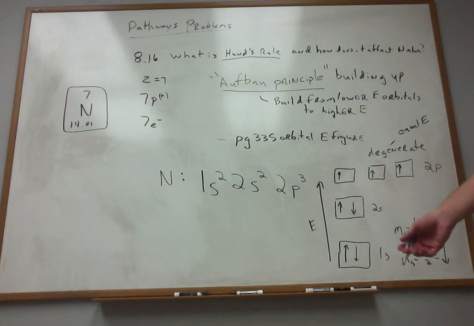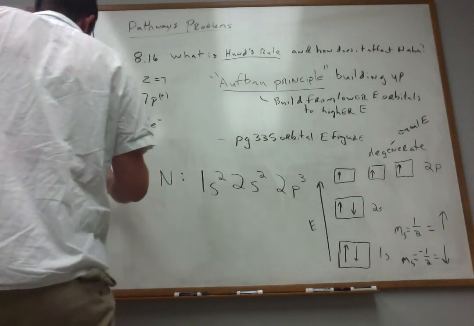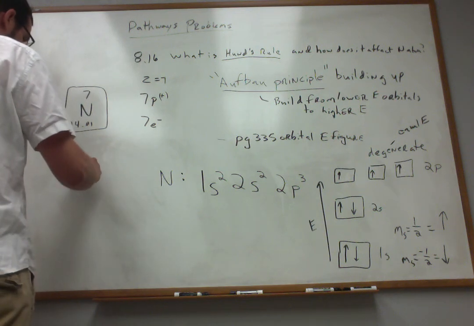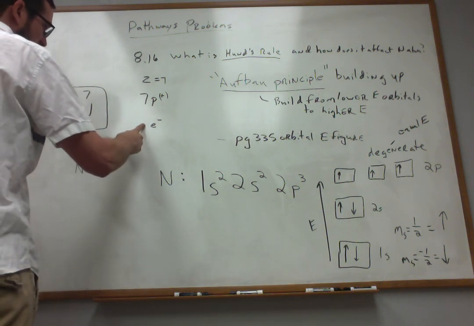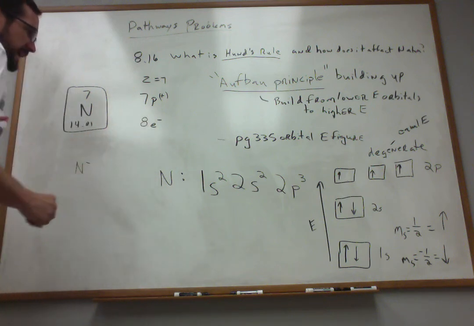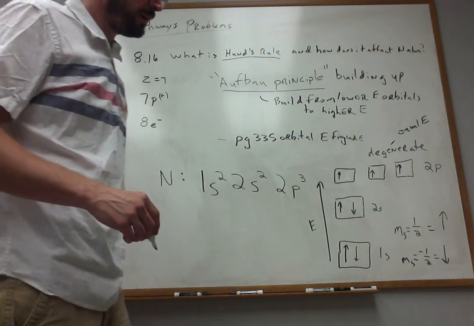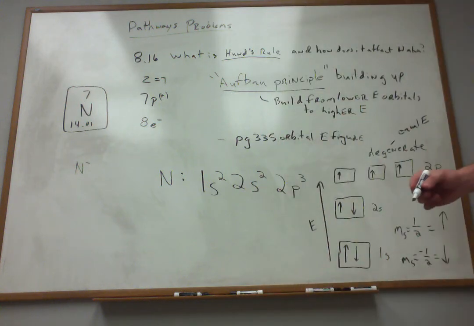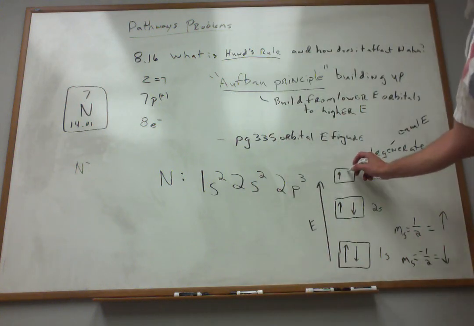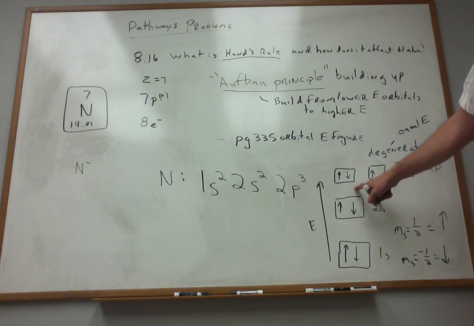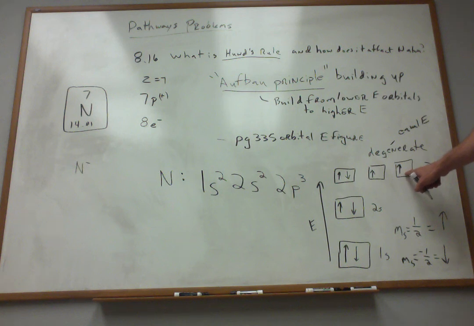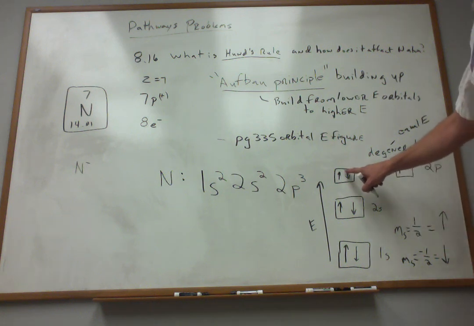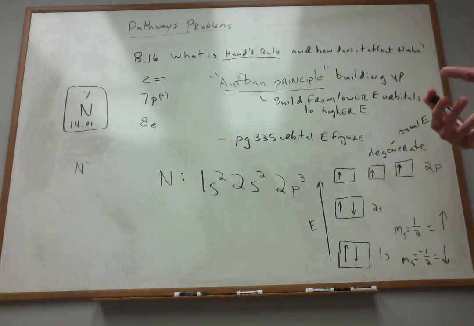Now, if I was to add another electron to my nitrogen to make an N- ion, then I would have to have 8 electrons. Now, where's the next best place to put that 8th electron? Well, it would be right here. I would be forced to pair up. And then if I added a second electron, it would go here. If I added a third electron, it would go here, and we'd fill up our 2p orbitals. But the idea, again, behind Hund's Rule is that the electrons don't pair until they're forced to. Okay? That's Hund's Rule.